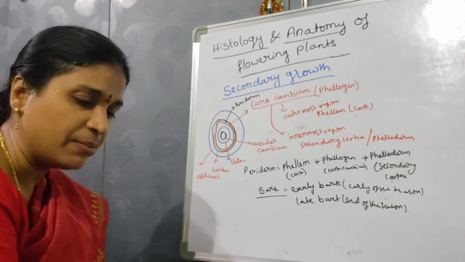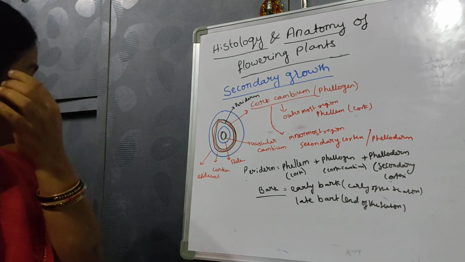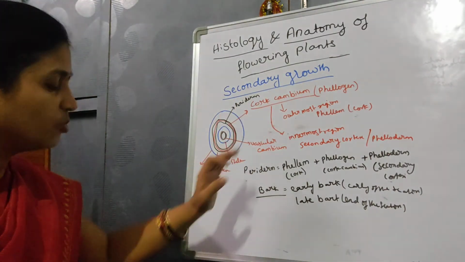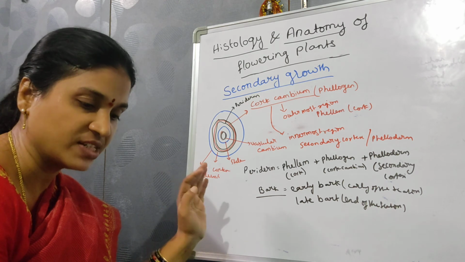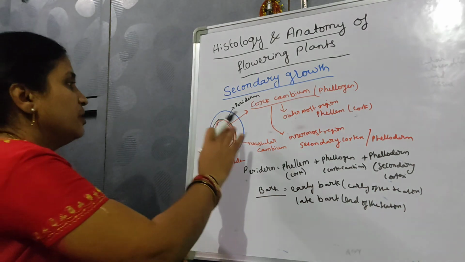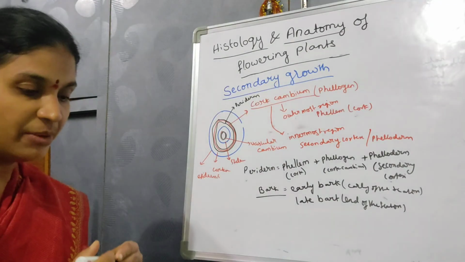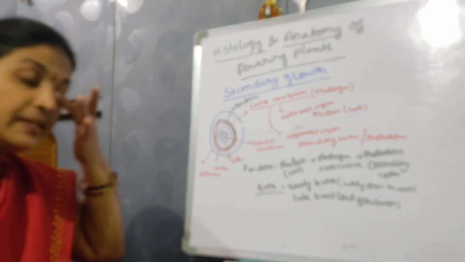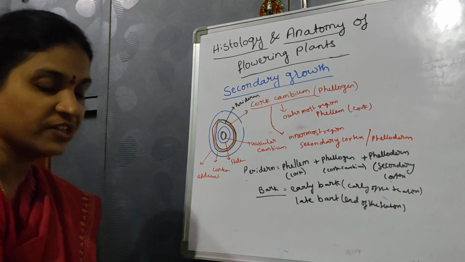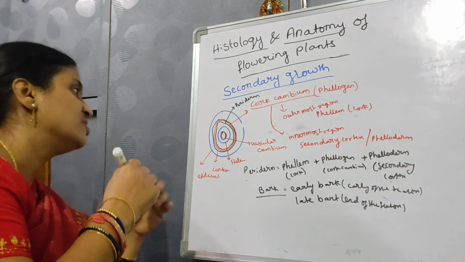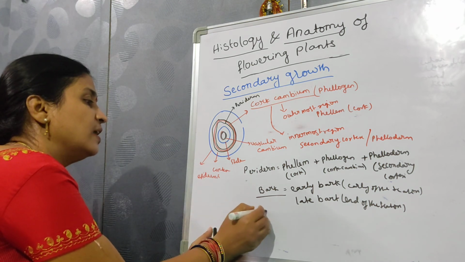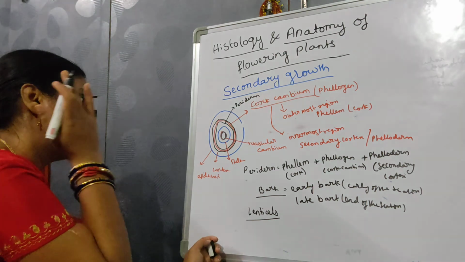Then the cork cambium is going to cut off the outermost cells, the cork cells, and because of the pressure build up, the epidermis is going to get ruptured. And these parenchymatous cells soon rupture the epidermis. So here lens shaped cells are going to be present. These lens shaped cells are nothing but the lenticels. So these lenticels are present in the bark.